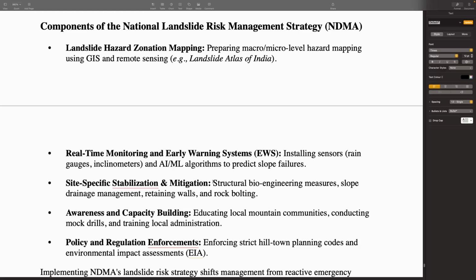Installing sensors, rain gauges, inclinometers, and AI ML algorithm to predict slow failures. Site specific stabilization and mitigation. Structural bioengineering measures, slope drainage management, retaining walls and rock bolting. Awareness and capacity building, educating local mountain communities, conducting mock drills and training local administration.